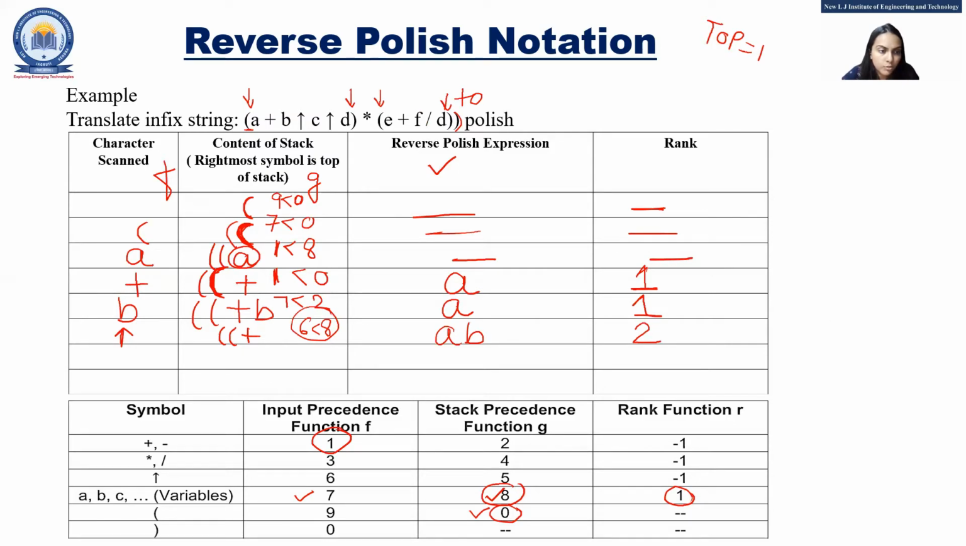now what we need to do is, we need to push this. Why do we need to push this? Because we have to compare plus and exponential sign. So plus has lower precedence, exponential has higher precedence, so it will be pushed. Next, now we have C.